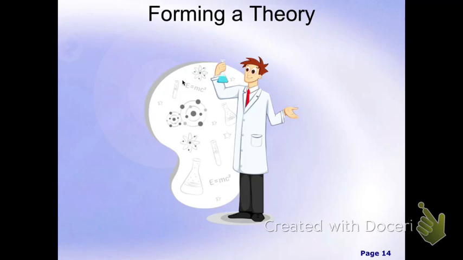Okay, so we've gone through all 5 steps of the scientific method. Let's review what those 5 steps are, okay? What's step 1? Ask a question or observe something, right? We've got to observe something that piques our interest, that leads us to a question.